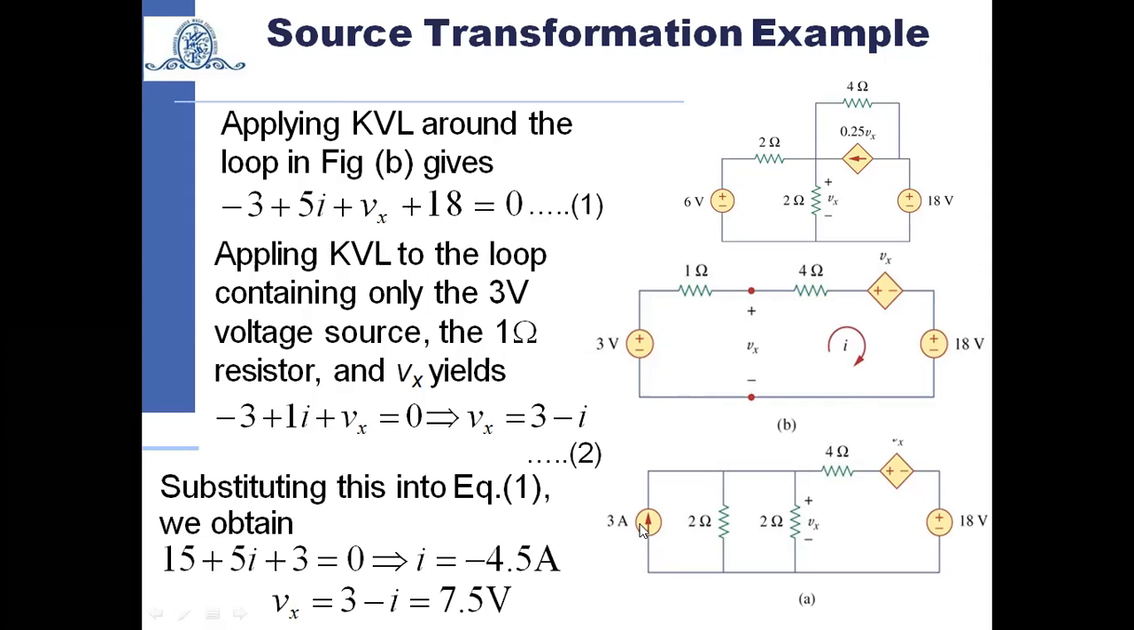So you can write 3 ampere, and that resistance will be in parallel, because here if you see, we have the value of 2 ohm. Here you can calculate, when you are applying KVL, you will get -3 plus 1I plus Vx, that will be equal to 0. If you solve that equation, you will get Vx equal to 3 minus I.